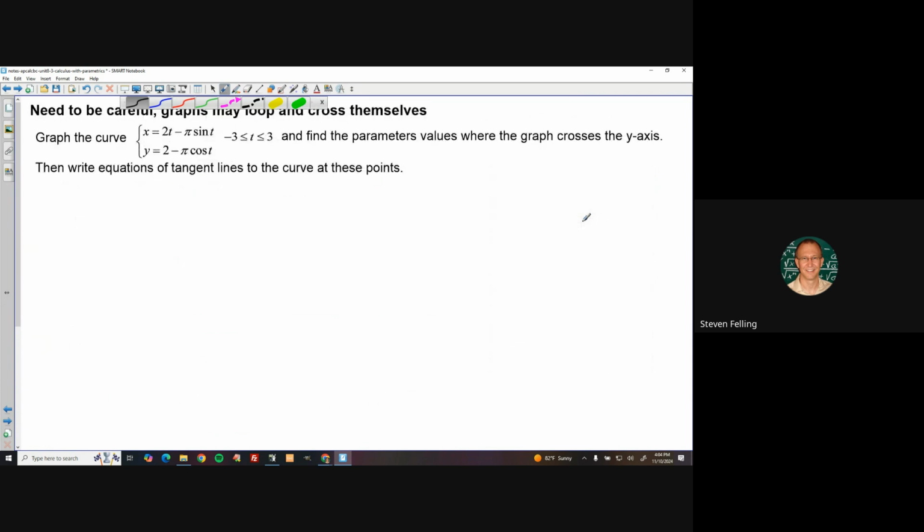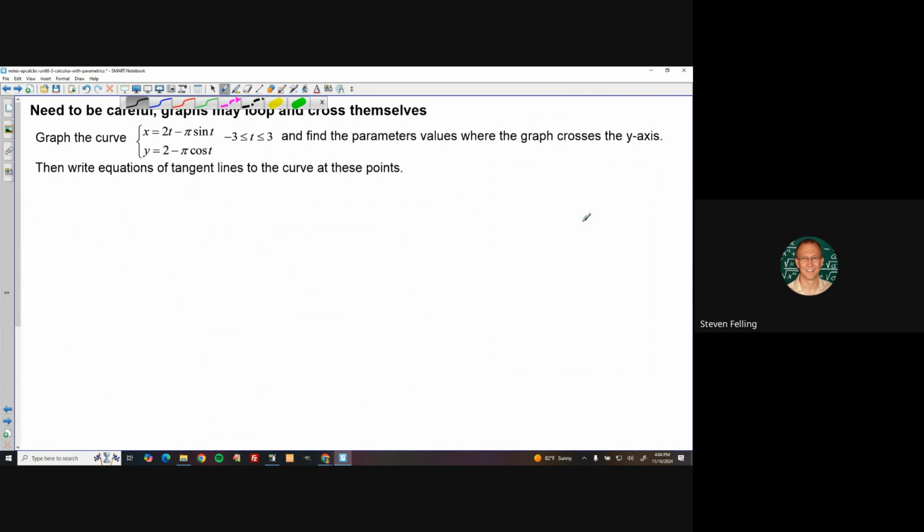All right, now when you work with these, you need to be careful because sometimes these curves, since they're not function curves, don't obey function curve rules, which means they can cross over themselves. So this says graph the curve and find the parameter values where the graph crosses the y-axis. Then write the equations of the tangent lines to the curve at these points.